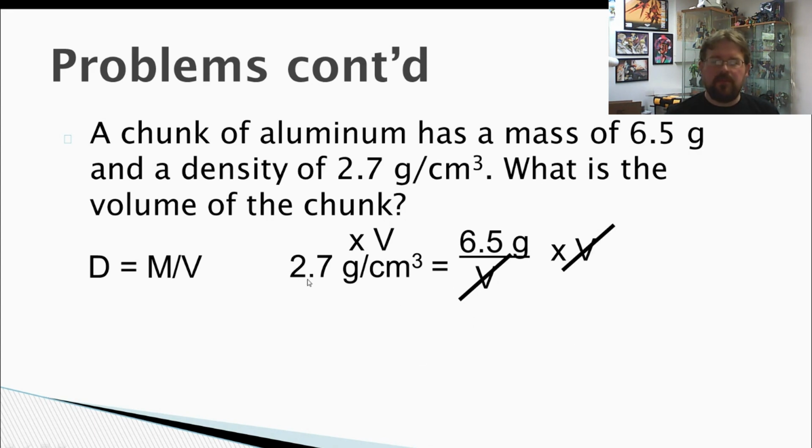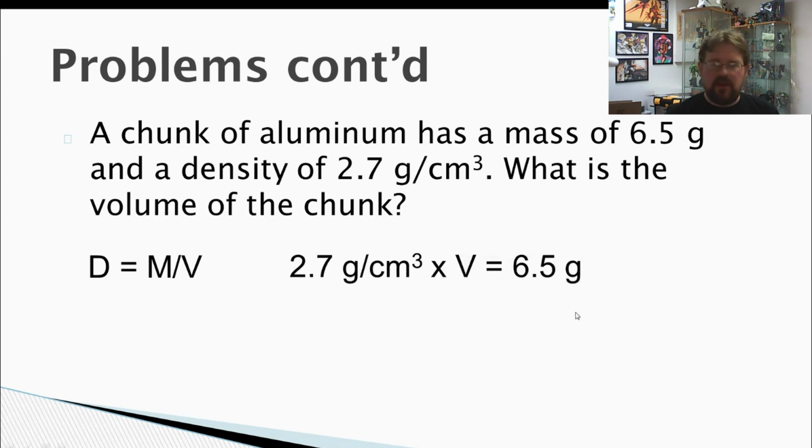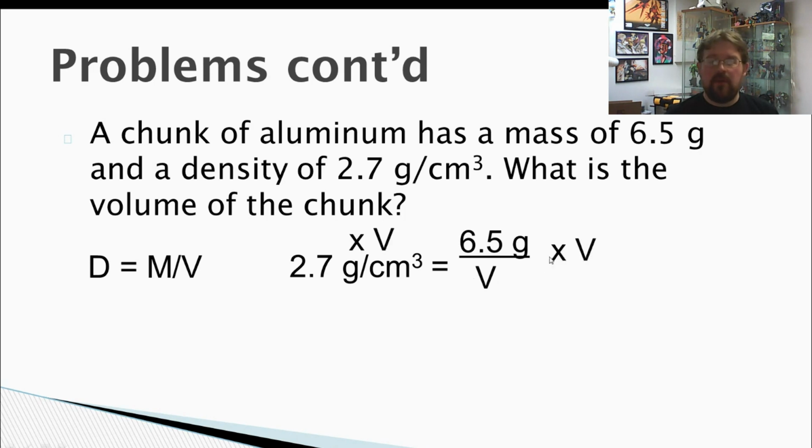So let's clean this up a little bit. We've got 2.7 grams per centimeters cubed times V equals 6.5 grams. So we just rewrote it to clean it up. Let's go back and take a look at that really quick. Remember, we had V on the bottom. You can't have that on the bottom to solve for it, so you have to get it off of there. Whenever you got something on the bottom of a fraction and you want to get rid of it, multiply it by itself. That'll cancel it. But don't forget, whatever you do on one side, you have to do on the other. That cancels. We rewrite it, clean it up.